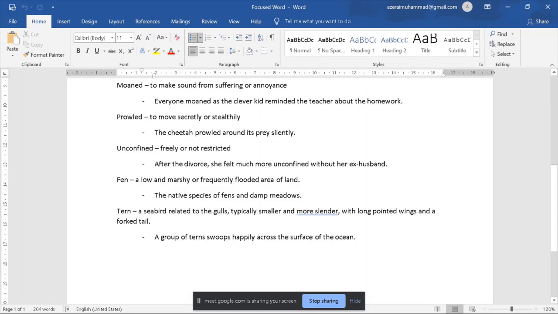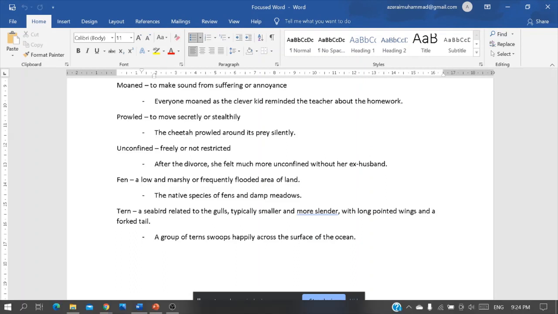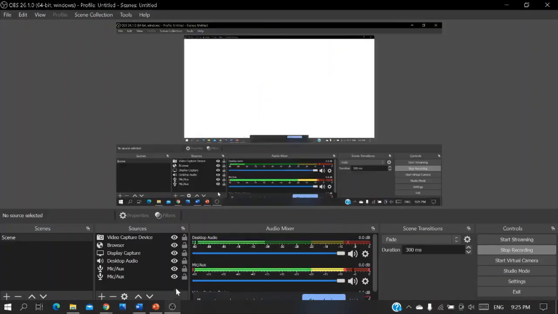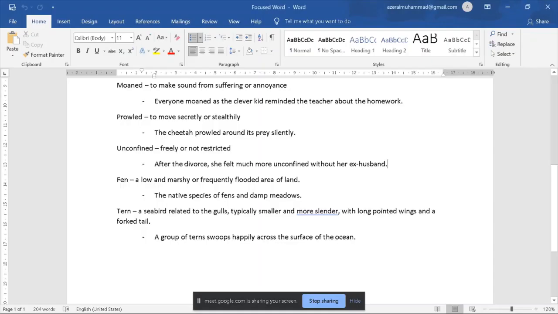For the next word, unconfined. This is the word that you asked just now, right, Fikri? Fikri, are you there? Yes, sir. Very good. Okay, sorry. Unconfined. It means freely or not restricted. As an example, after the divorce, she felt so much more unconfined without her ex-husband.